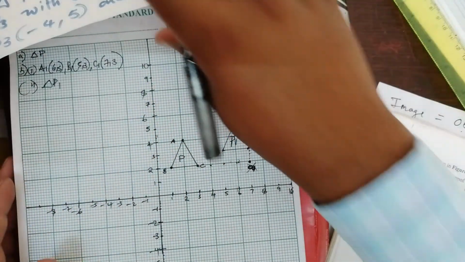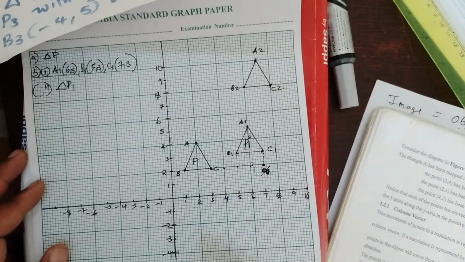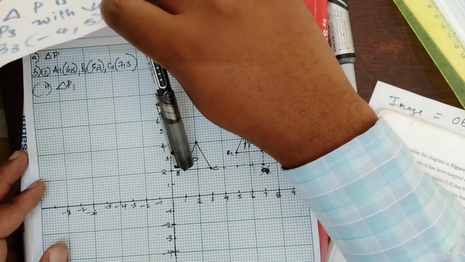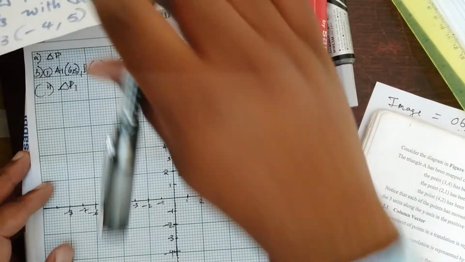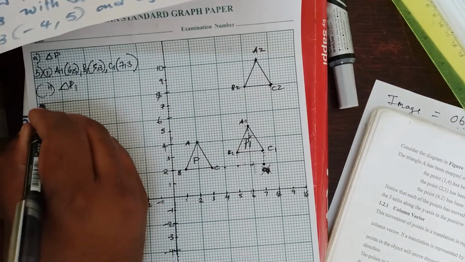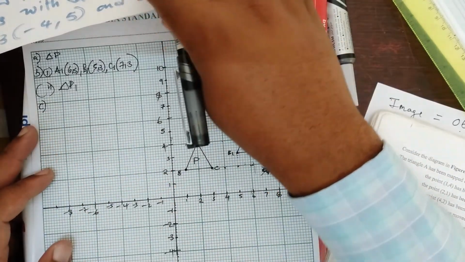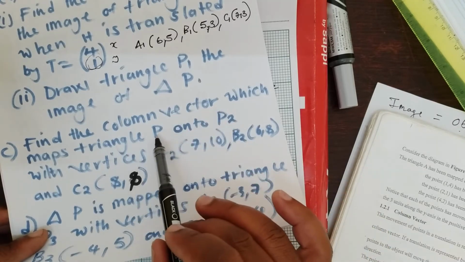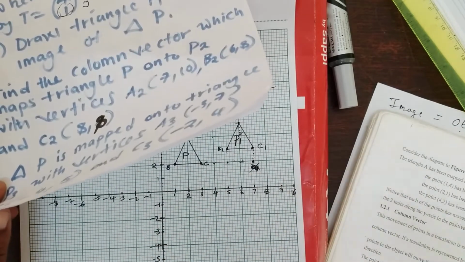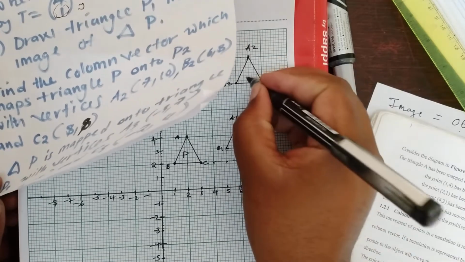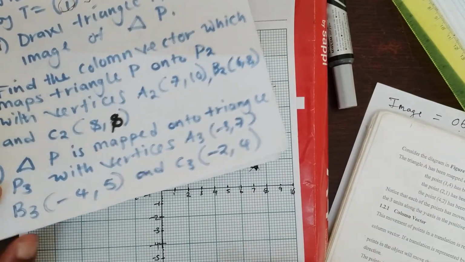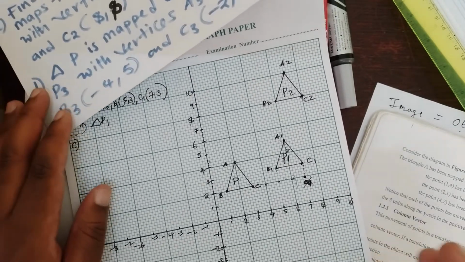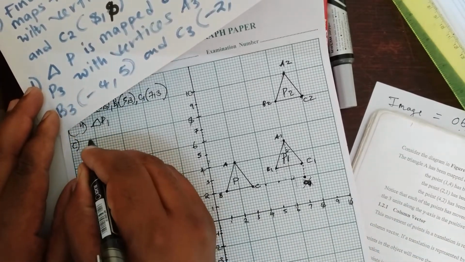Okay, so this is our C. That is our C. So you are going to say C here, you write your C here. So we are saying find the column vector which maps P onto P2. This is P2, right? Okay, so what is the column vector? You can just use one point. You can even use the formula.